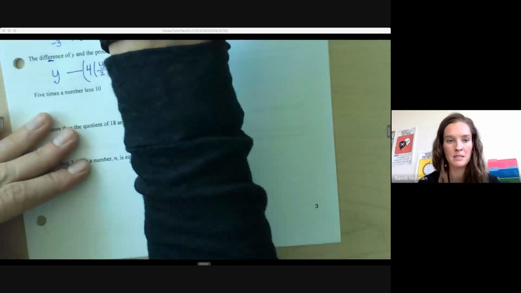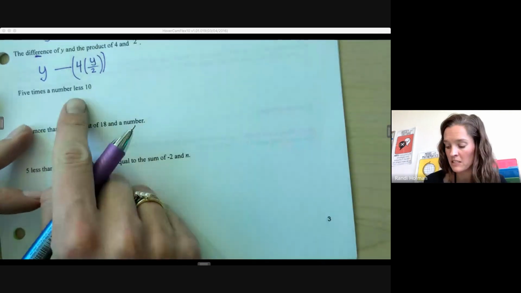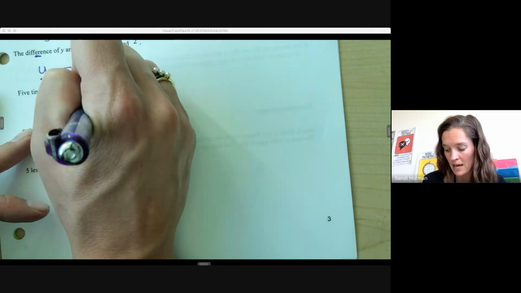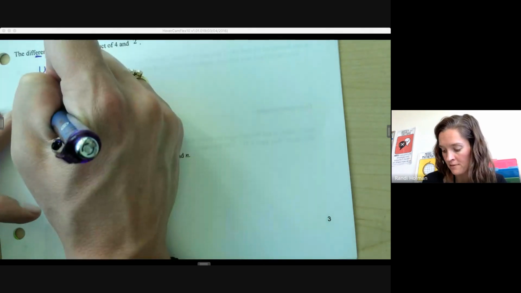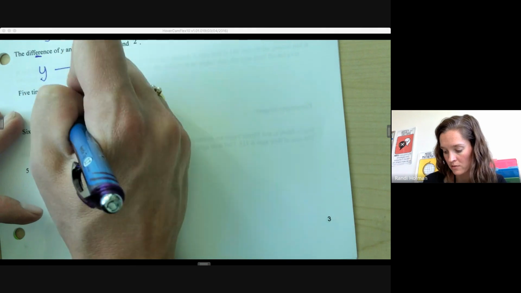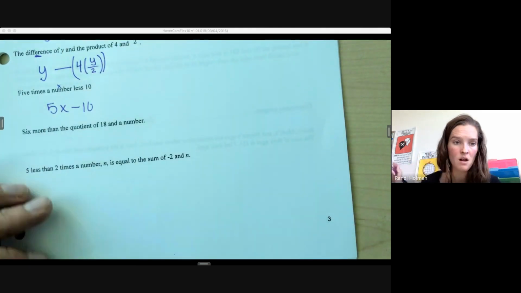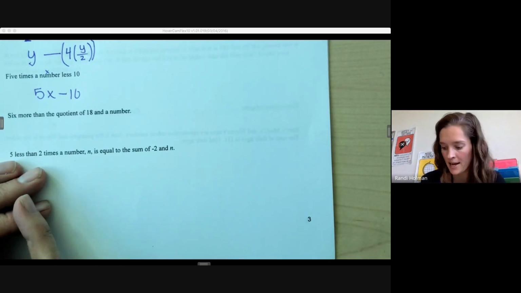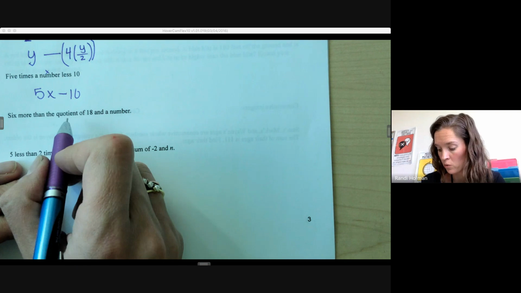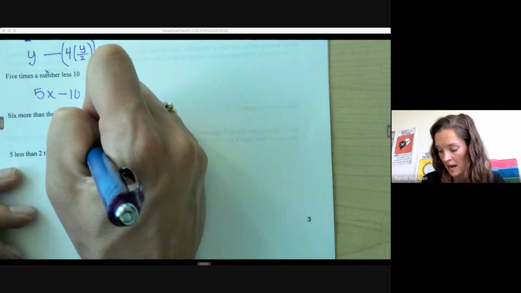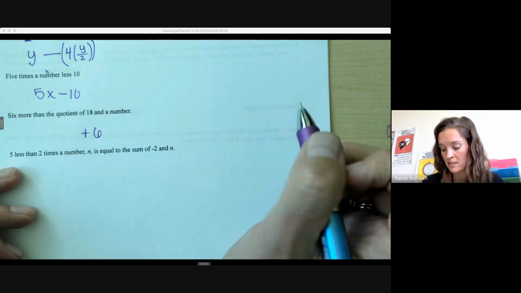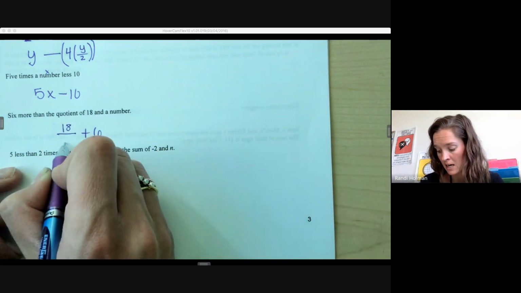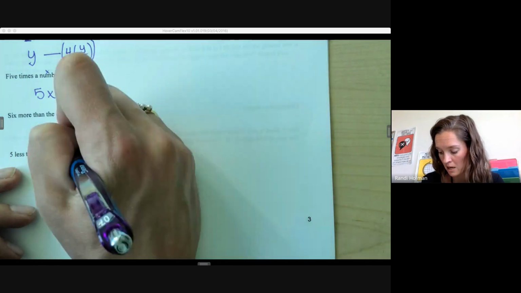5 times a number less 10. Okay, this one's a little different. It's not less than, it's just less 10. So we're taking away 10 from something. 5 times a number. Let's use x for our number. Less 10. 6 more than the quotient of 18 and a number. So quotient, so 6 more than, we're adding 6 to something. What are we adding 6 to? The quotient, so we're dividing, of 18 and a number. We'll make our number p here.